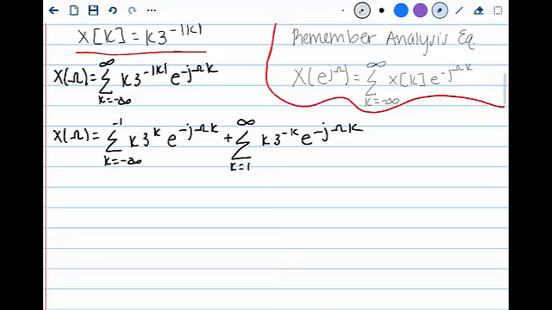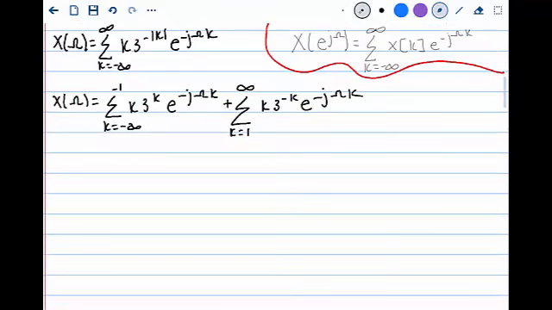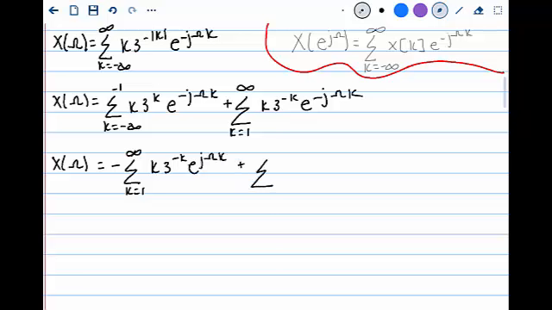Next we will multiply the first summation by negative 1 so that we get the negative summation from 1 to infinity of k times 3 to the negative k times e to the j omega k, plus the summation from 1 to infinity of k times 3 raised to the negative k times e to the negative j omega k.